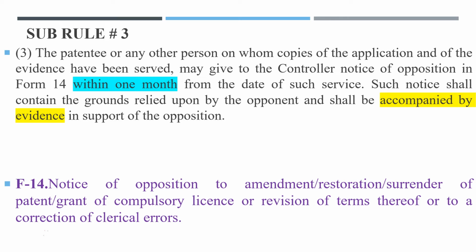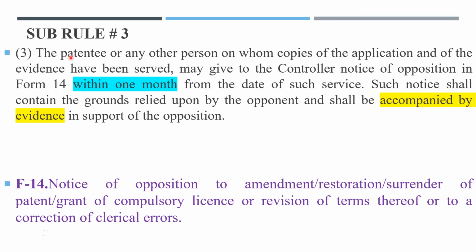Sub-rule 3 says the patentee or any other person on whom copies of the application and of the evidence have been served may give to the controller notice of opposition in Form 14 within 1 month from the date of such service. Such notice shall contain the grounds relied upon by the opponent and shall be accompanied by evidence in support of the opposition. Fine. So the relevant form here is Form 14, and Form 14 is notice of opposition to amendment or restoration or surrender of patent or grant of compulsory license or revision of terms thereof or to a correction of clerical errors. Fine. So let us analyze the sub-rule.